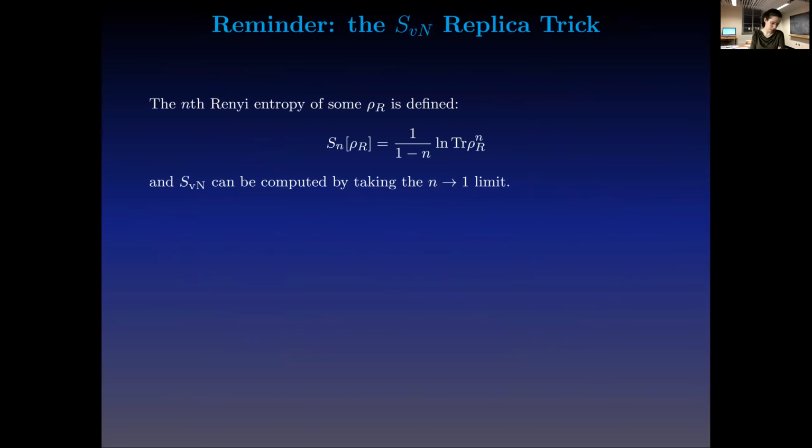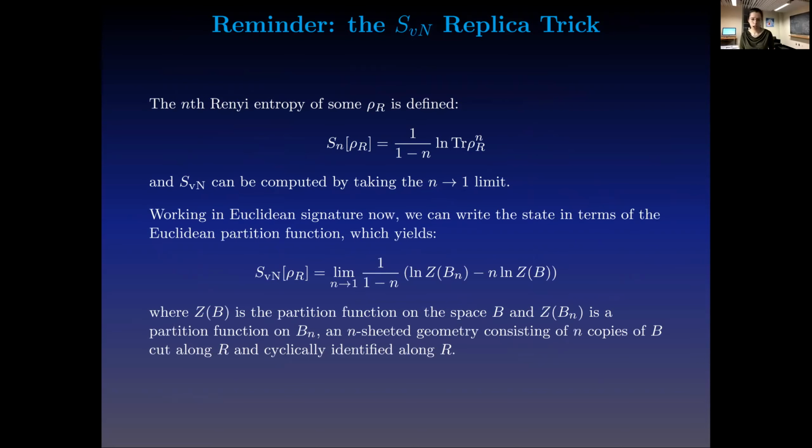So since this is going to be extremely important, I want to emphasize this since I will be introducing another replica trick that computes a different quantity very shortly. So the nth Renyi entropy of some density matrix is defined in this way. And the von Neumann entropy is computed by taking the n goes to 1 limit. Now, from now on, even though up to now I've drawn Lorentzian diagrams, I'm going to now specialize to working in Euclidean signature. So I hope this doesn't cause any confusion. I won't go back to Lorentzian signature at this point.